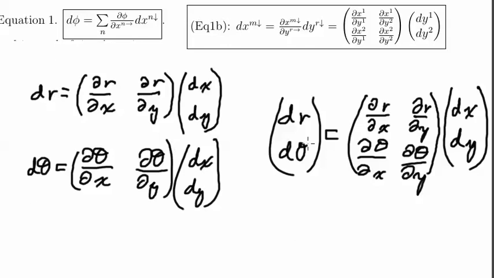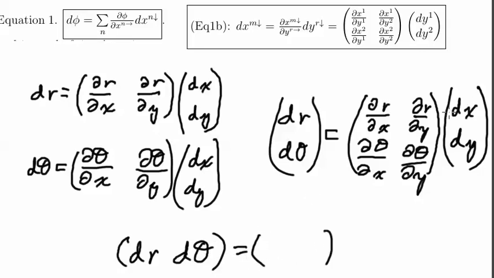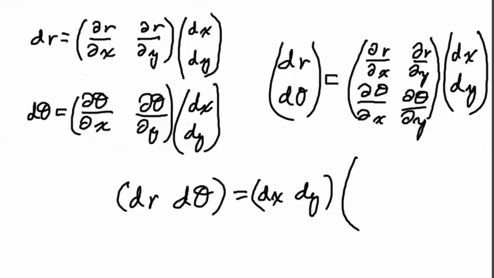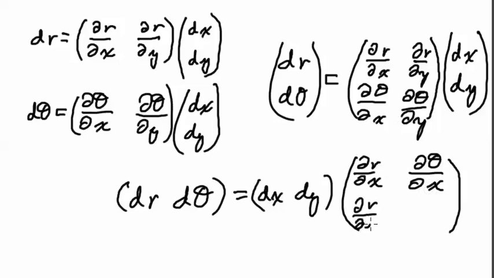There's one other thing I should mention in case you need to write this equation in the other direction, horizontally. Then the matrix multiplication will be the transpose of each of those and reversed: dx dy times the other part, except it's got to be the transpose, del r del x, del theta del x, del r del y, and del theta del y.